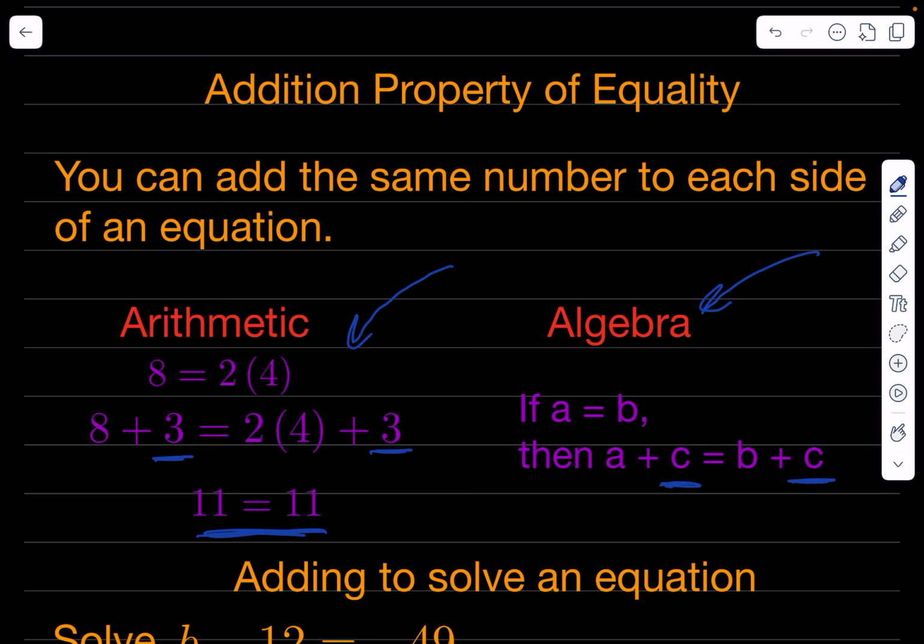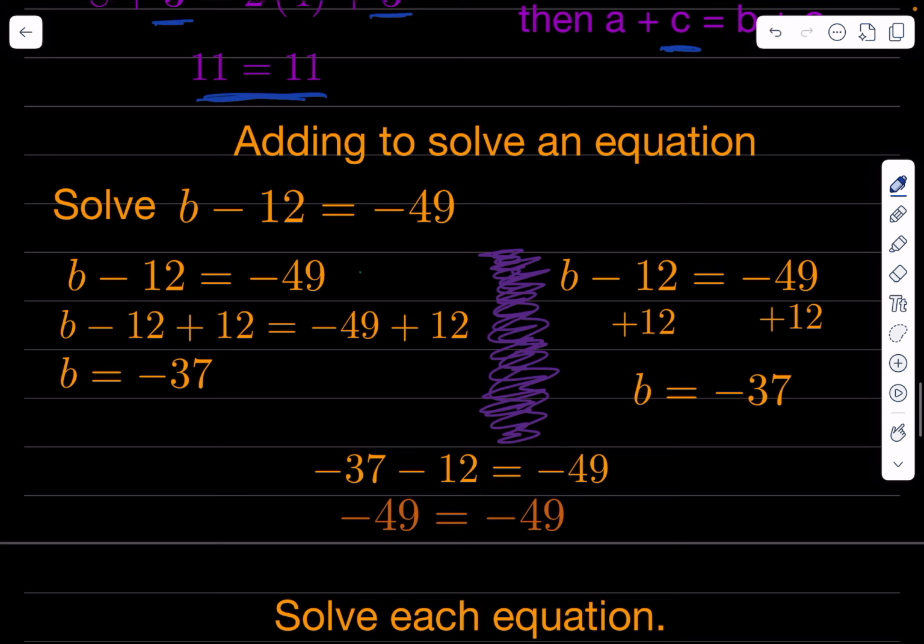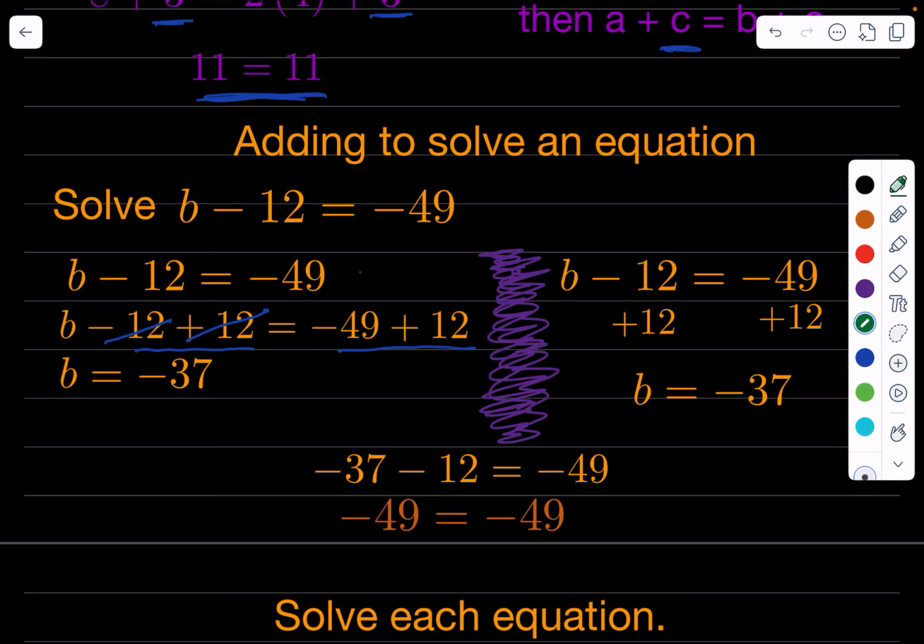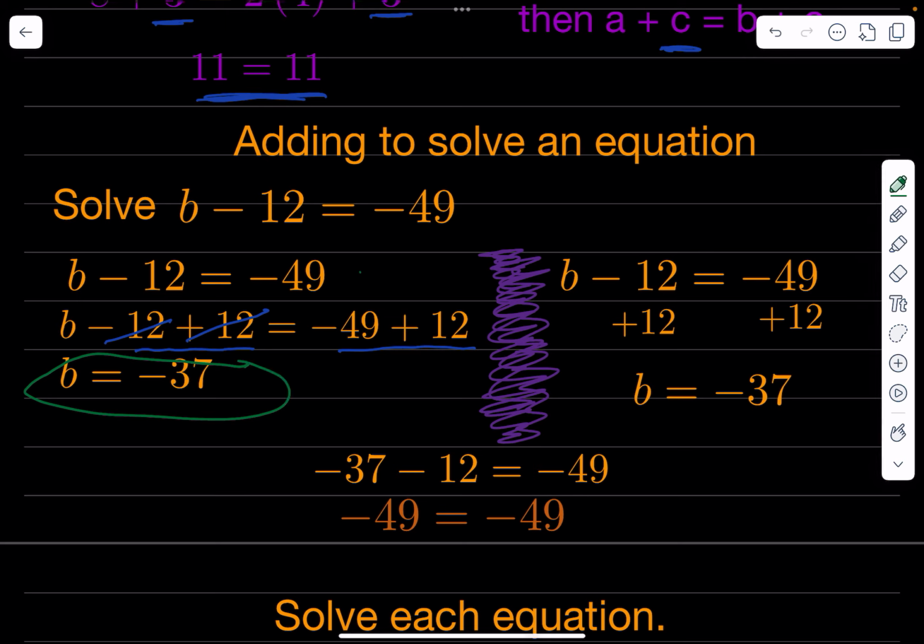So let's take a look at an example. We're going to add to solve an equation, and I've got this set up left and right just like it was in the previous video. We can set this up and line them up so that we are adding 12 to both sides on the same line. If we take 12 and minus 12, it goes to 0. Minus 49 plus 12 is minus 37. So we think B is equal to minus 37. Now, I prefer to stack my variables underneath, which is on the right side.